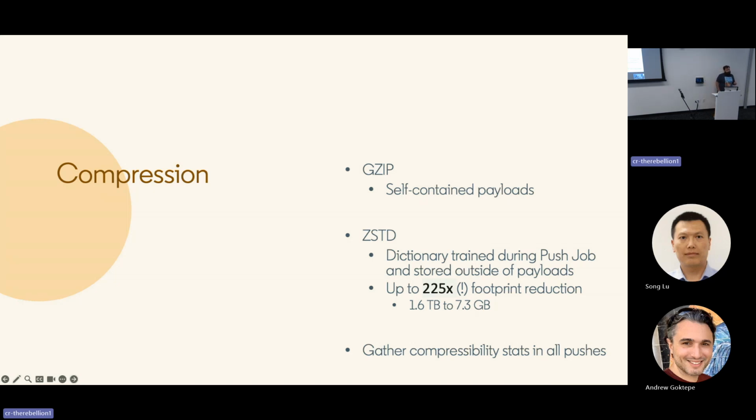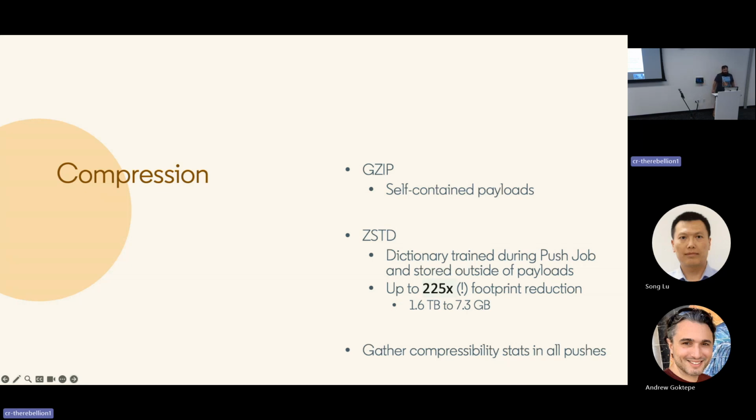Since then, we've been using a library called ZStandard. ZStandard is an open source solution that we came across that's worked really well for Venice. It has a mode where you can train a dictionary outside of the payload and use that to decompress individual records. This ends up working quite well for Venice because we're able to compute the dictionary as part of the Venice push job and transmit it as part of that push to Venice servers, which need to decompress.